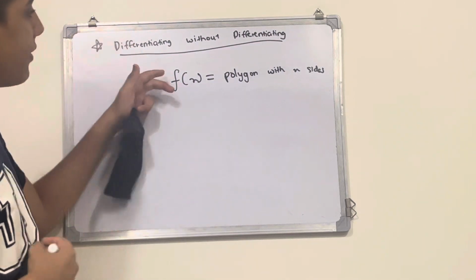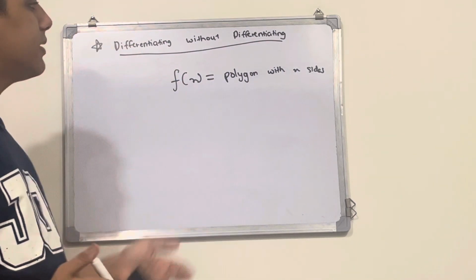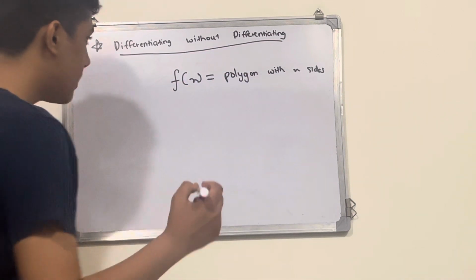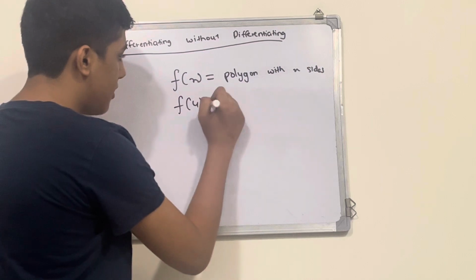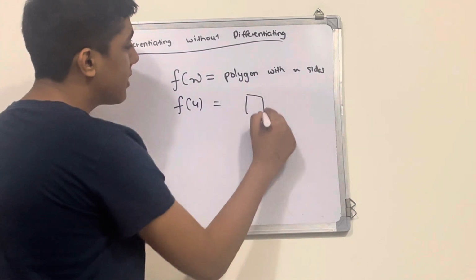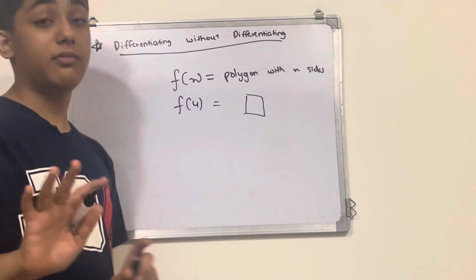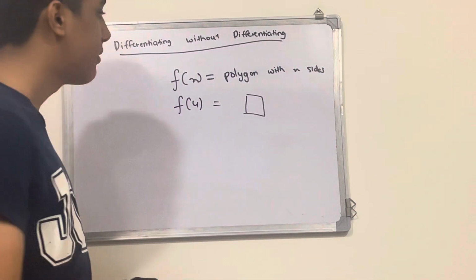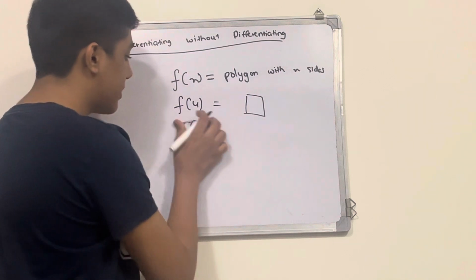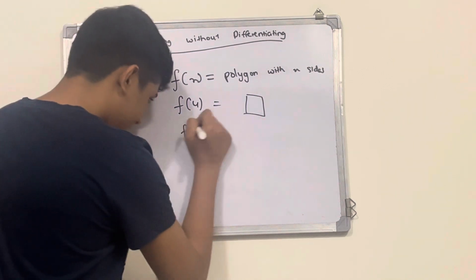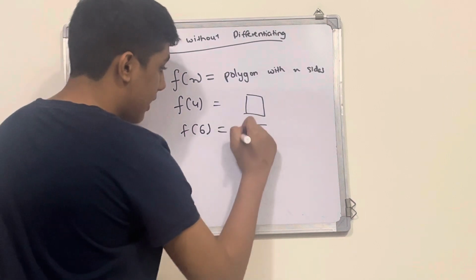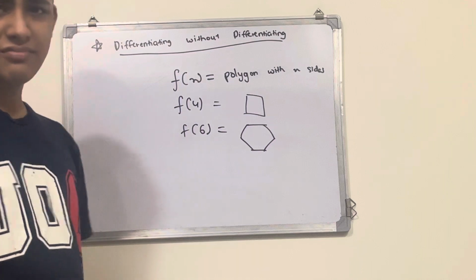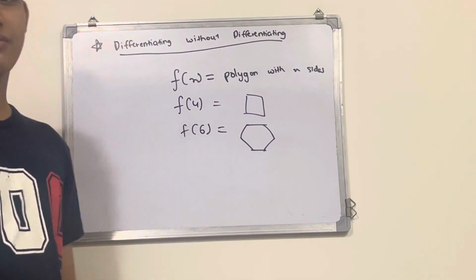Suppose I have a function f of x, which basically says that f of x is equal to a polygon with x sides. So first I'll put f of 4. I'll make it a square. Does this look like a circle? Does it look like it has any curves? No, it's a square. Right. So I'll make f of 6. That will be a hexagon. Does this look like a circle? You'll say no, it's a hexagon. How can it be a circle, right?